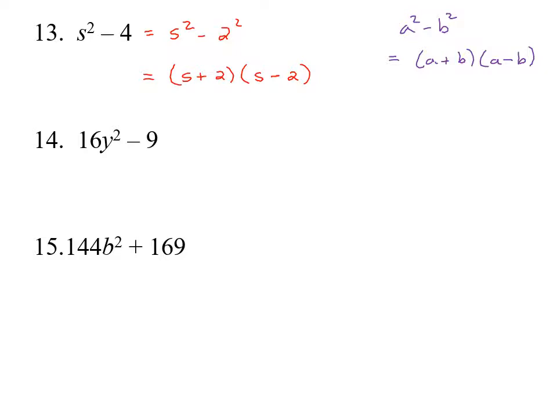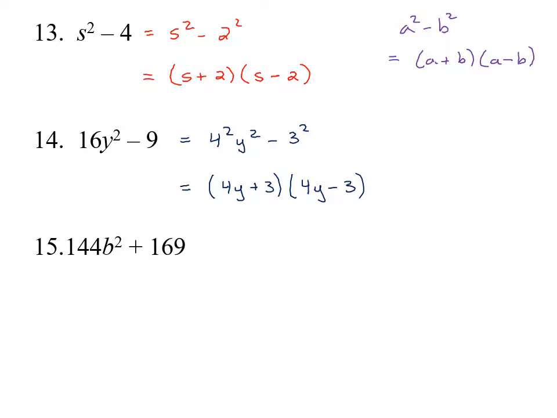If I do number 14, I want to write everything with squares on it. So 16 would become 4 squared, y squared, and 3 squared is 9. So this will turn into 4y minus 3. You drop, or plus 3, doesn't really matter. But to make it match the rule, I'll put the plus 3. So you drop all the squares off and do 4y plus 3 and then 4y minus 3. And that's my answer. Again, FOIL it if you'd like.